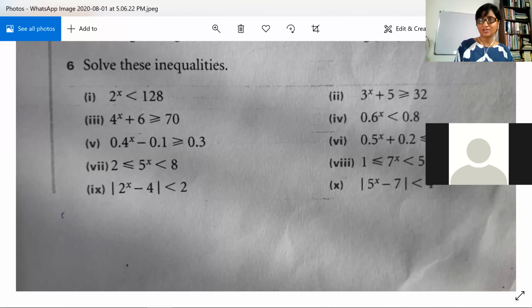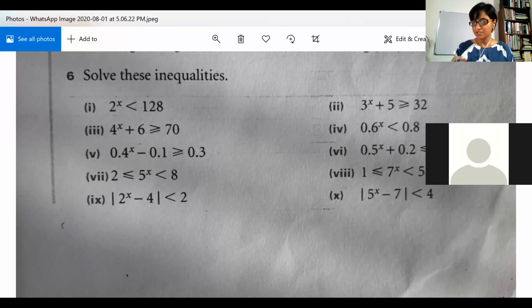These are exponential inequalities. We actually solved exponential equations, but what you have to do to solve an exponential inequality would be the same. So the same steps that you would follow in order to solve an equation. When you solve an equation, you try to isolate x. Here also you have to isolate x and finally get an inequality only for x. So the steps that you would be doing would be the same. You try to bring the x down.